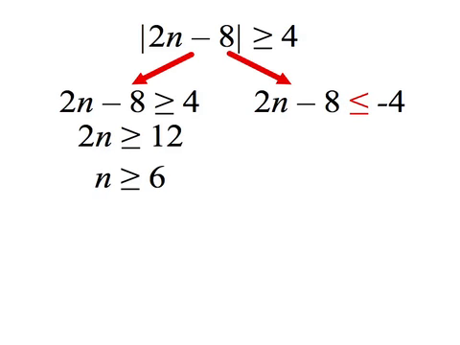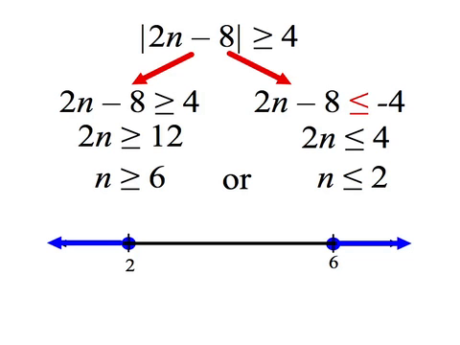And on the first one, we added 8 and divided by 2. And on the second one, we add 8 and divide by 2. And then we're looking for a number that's greater than or equal to 6, as well as numbers less than or equal to 2. And it's an OR problem because there are no numbers that are both greater than 6 or less than 2. So the arrows go in opposite directions as shown.